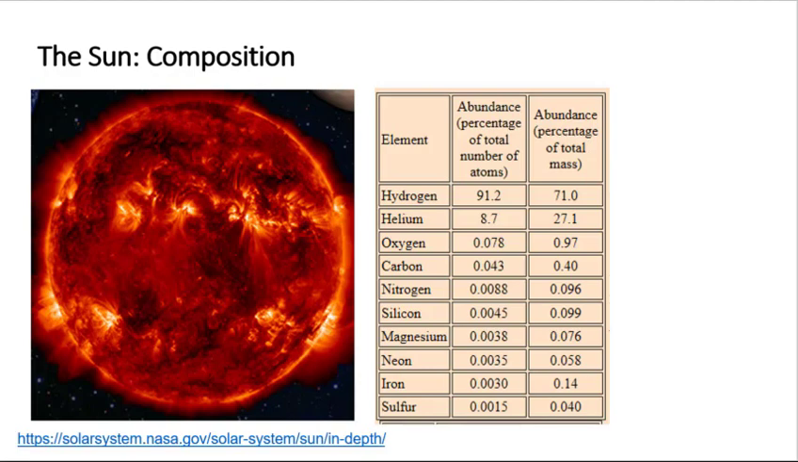We also discussed the composition of the Earth's atmosphere. We can gain further insight into this topic by comparing the Earth's atmosphere to the composition of other familiar bodies. Here, for example, we look at the composition of the Sun.